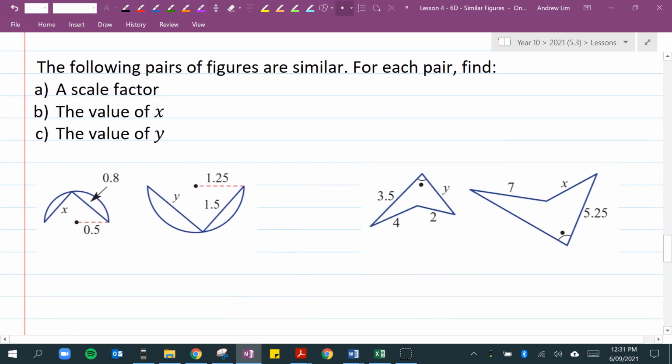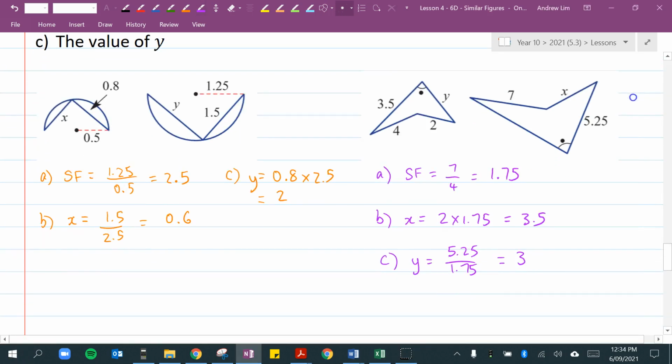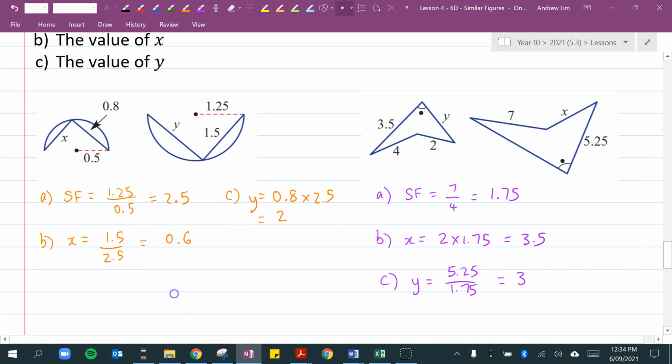Pause the video and have a go with these two. Okay, here are my answers for A, B, and C for these two. So for the first part, scale factor is 2.5. I picked this and this, because I know that they are both radii, so they correspond with each other. 1.25 over 0.5 is equal to 2.5.